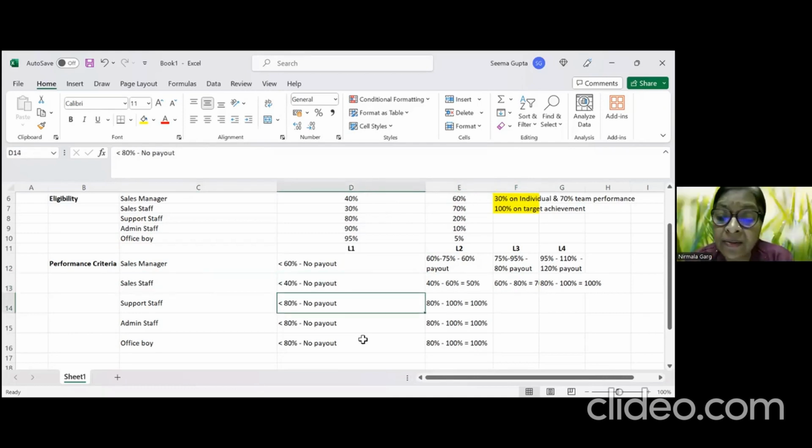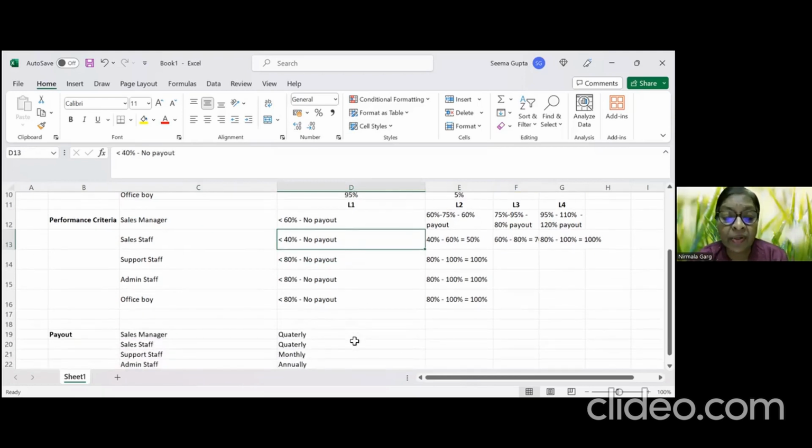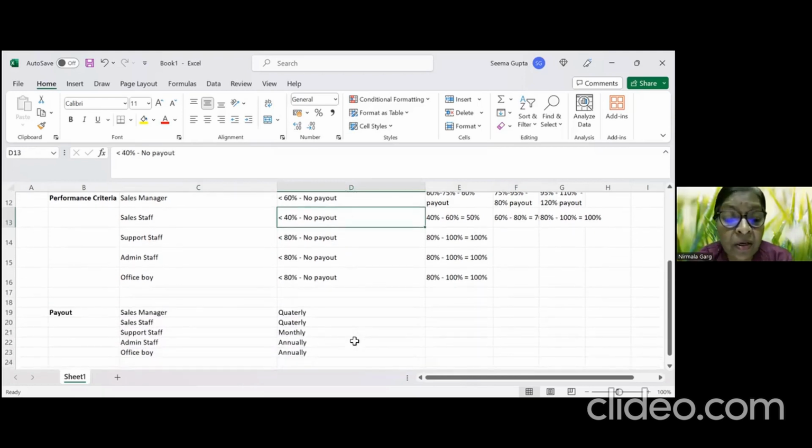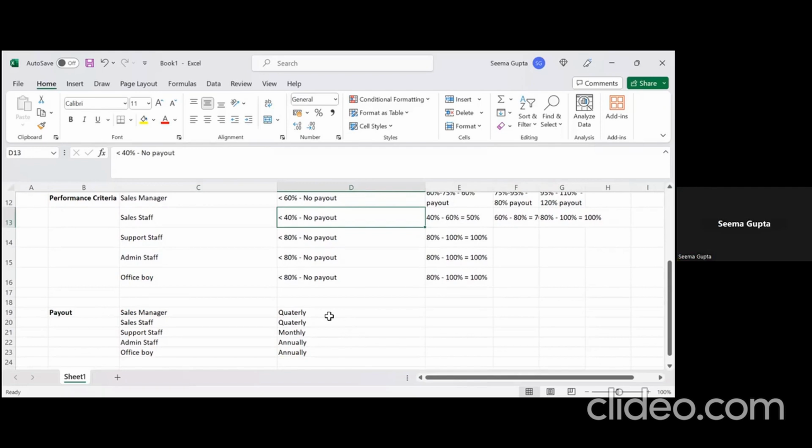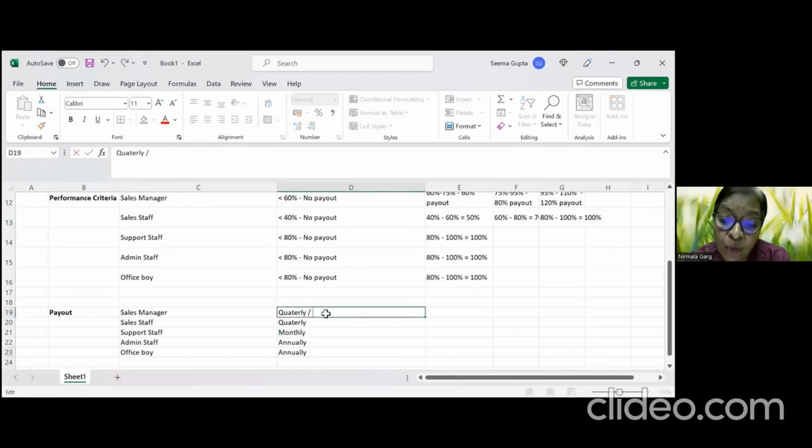Now let's go to the next one. Because that is very important, right? Numbers don't mean anything if you don't have the qualitative descriptors there. Now, the payout. For the sales manager, typically quarterly or biannual, right? Yeah. And typically what to motivate also?